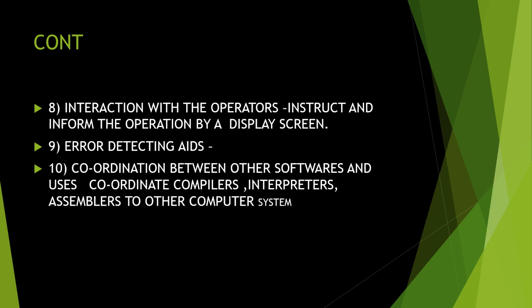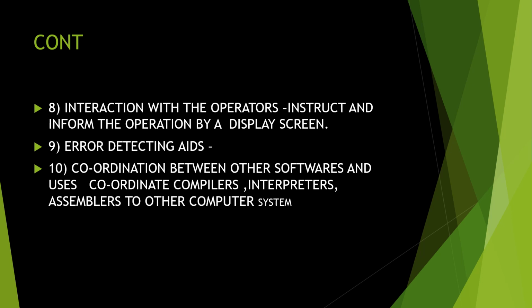Next is interaction with the operators. That is, instruct and inform the operator by a display screen. On this screen, we can see whatever we need. When you do some kind of work on the computer, it automatically shows some pop-ups and gives instructions if there is anything wrong, and we have to correct it. Okay, these instructions given by interaction with the operators are handled by the operating system.